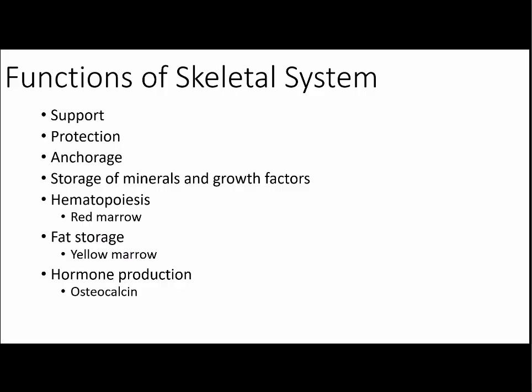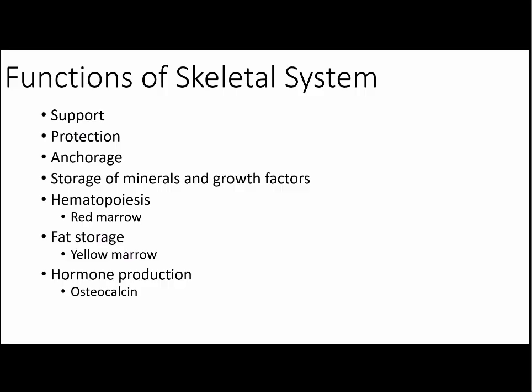Your skeleton also provides fat storage. The yellow marrow of the bones is another area where we can store fat. And as we've mentioned before, fat, or triglycerides, is just another form of energy that your body can utilize. Again, that primary source of energy is going to come from our carbohydrates and our glucose. But when needed, we do have that fat storage as a source of energy. And your yellow bone marrow is going to be found in your long bones.